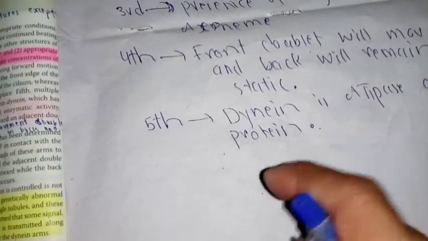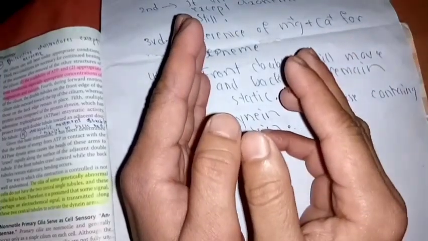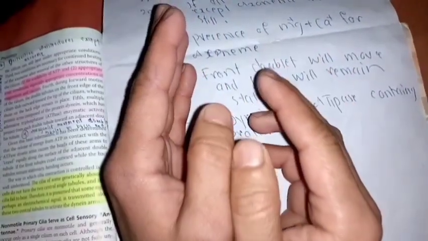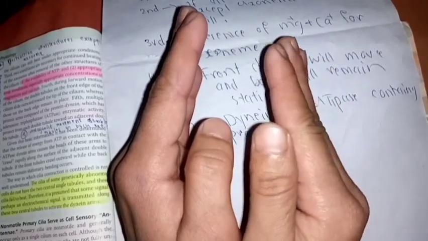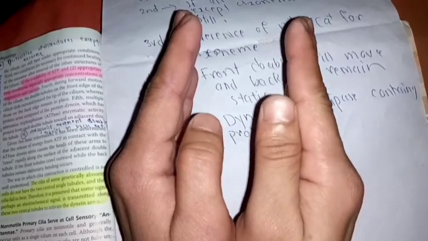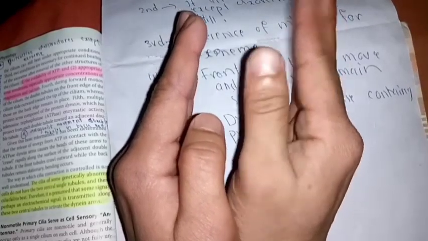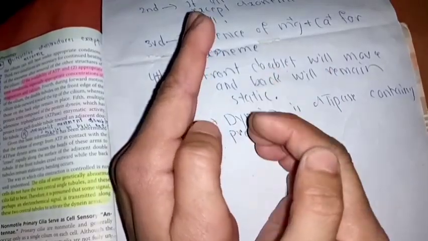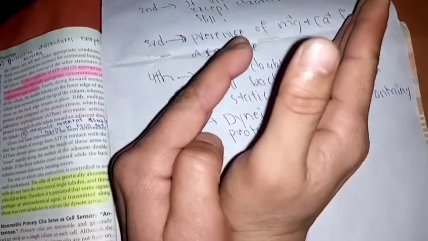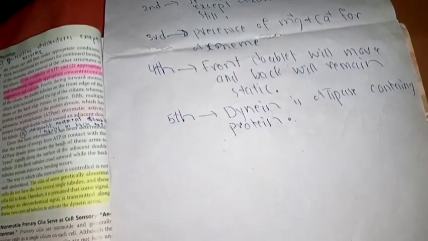Now, how do the cilia move? Let me show you on the hand. This is the front surrounding tubule and this is the back surrounding tubule. The front surrounding tubules, with the help of the dynein molecule, will slide over the central duplet toward the tip of the cilium, and the back tubule will remain stationary during the forward movement. So in this way these will move like this, and the back will remain stationary, and in this way the cilia will beat forward. This is the best I could do. Now guys, this is done.